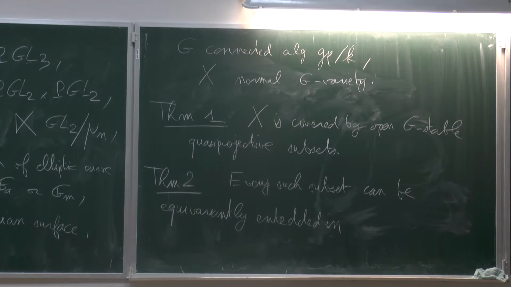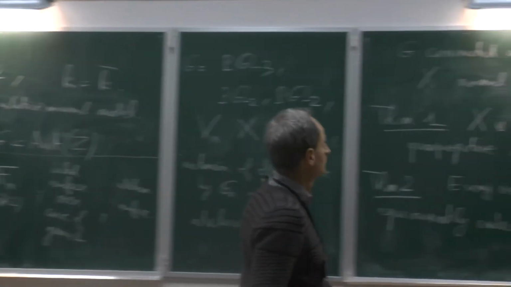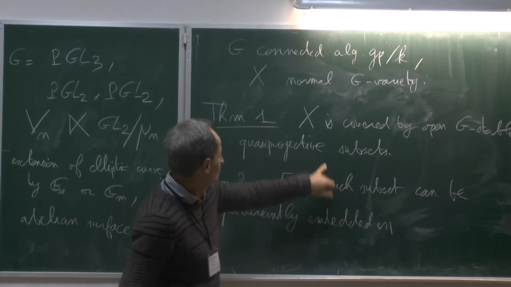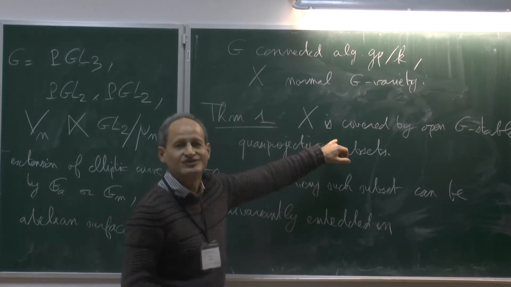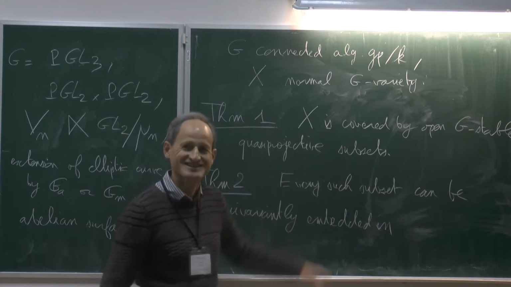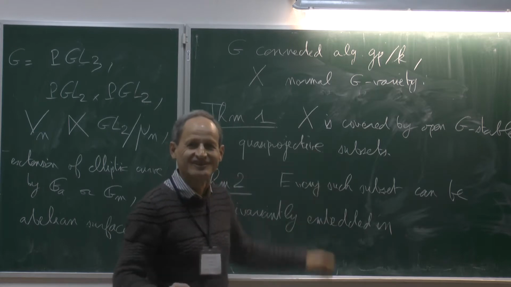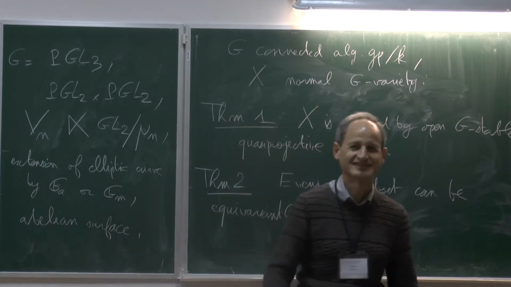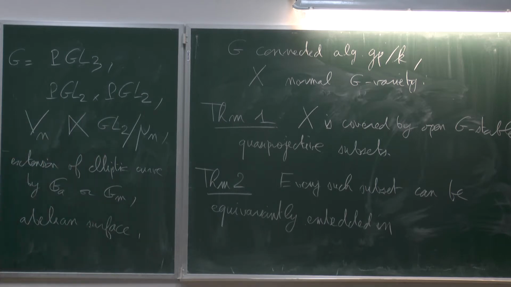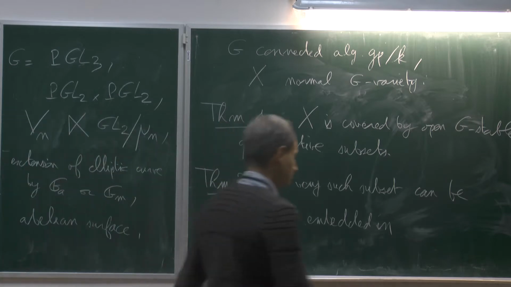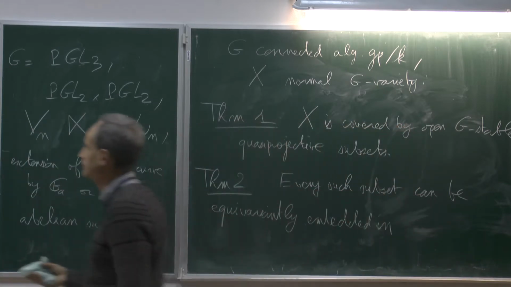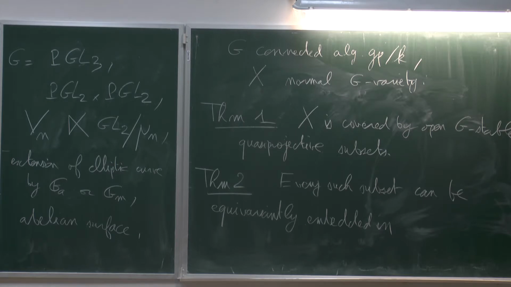And yet another question: if X itself were quasi-projective, can X itself be embedded? The assumption of theorem 2 is that X is quasi-projective normal. I tried to make it compact, but was not so successful. Okay, so these are the statements. So let's see how you deduce this addition from the statements.